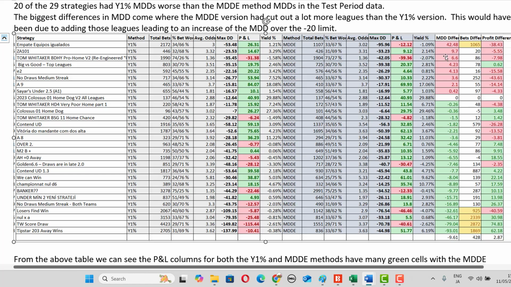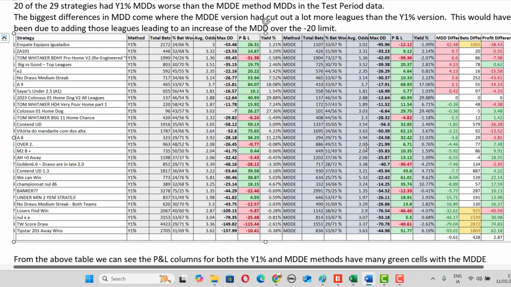There were a few outliers at the top and bottom, and these came where the MDDE method had excluded quite a few more leagues than were in the 1% yielding group. So obviously by excluding those leagues that seemed to be more volatile with the trend, it has massively improved the drawdowns, except for one. There was one that worked in the opposite way, where the 1% yielding leagues had a -53 drawdown, but the MDD had a -95. But overall it's just a plus minus 10 difference there.